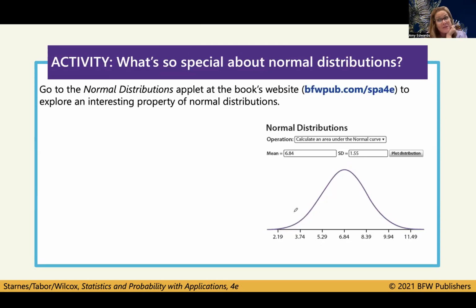Does StatMedic do this for you? Yes. Okay. So familiarize yourself. You might need to stop the video.